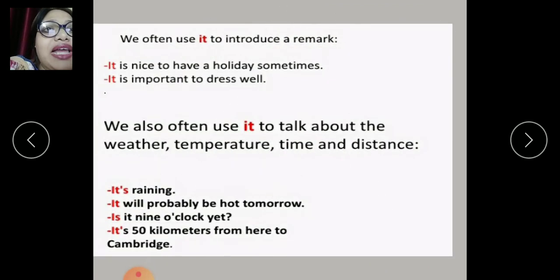Moving on to the next slide. So, what's the use of it? We often use it to introduce a remark. It is nice to have a holiday sometimes. It is important to dress well.